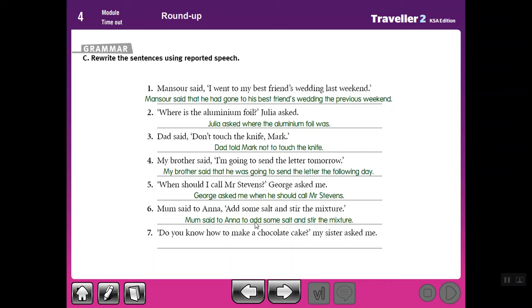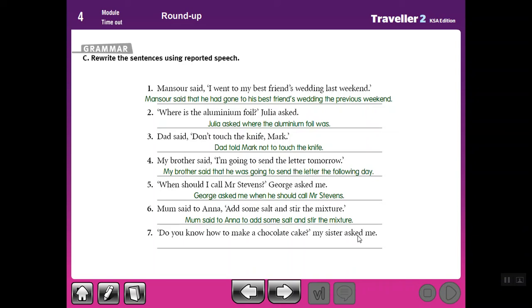To add, to play, to go, to study, to stand up, to sleep early, to add some salt and stir the mixture. Number seven: do you know how to make a chocolate cake? My sister asked me.